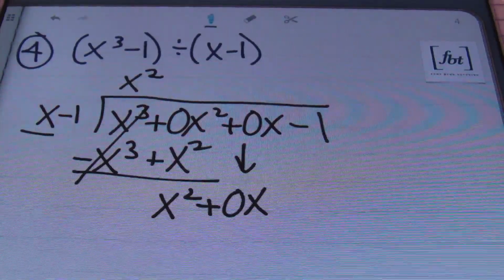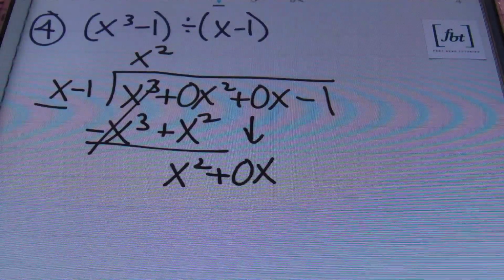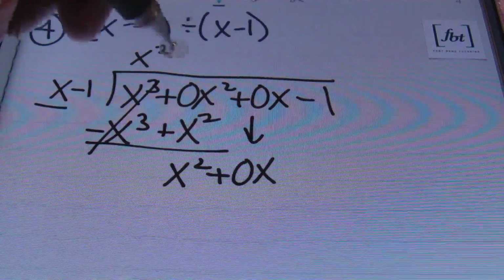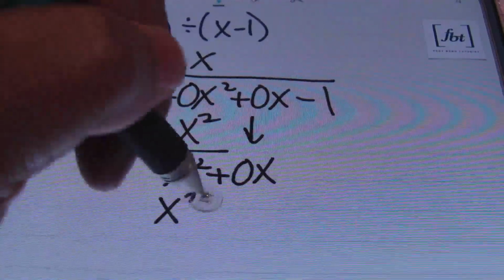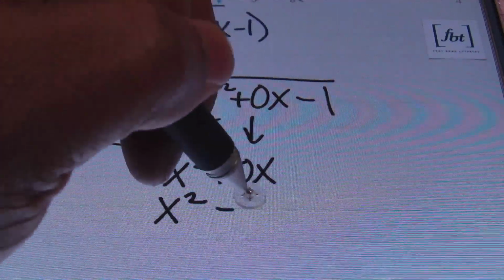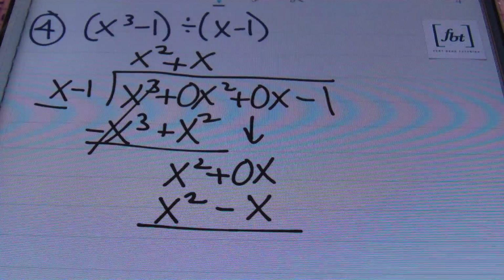All right, so next step. What do we need to multiply x by in order to get x squared? Exactly. I need to multiply by x. And that's exactly what I'm going to do. So x times x is going to give me x squared, and then x times negative 1 is negative x. Notice how all that is lining up again, nice and pretty like, right?